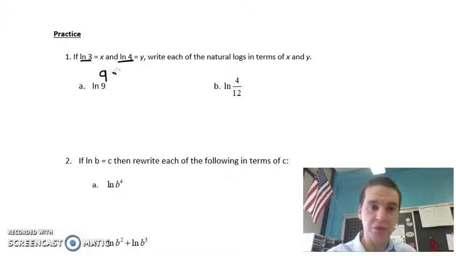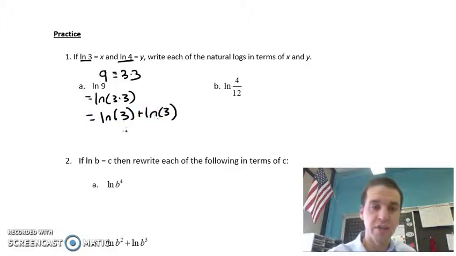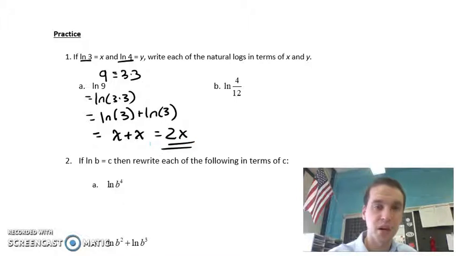So what does 9 equal? 9 equals 3 times 3. So I'm going to rewrite ln of 9 as ln of 3 times 3, which then uses the product rule to give ln of 3 plus ln of 3. Well, we know that ln of 3 is x. So x plus x, and that equals 2x. Again, this is the product rule. The whole idea of doing this is to remember the product rule.